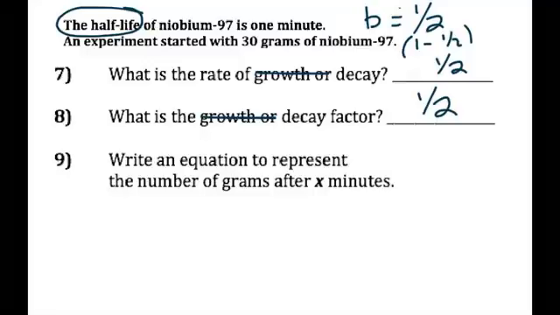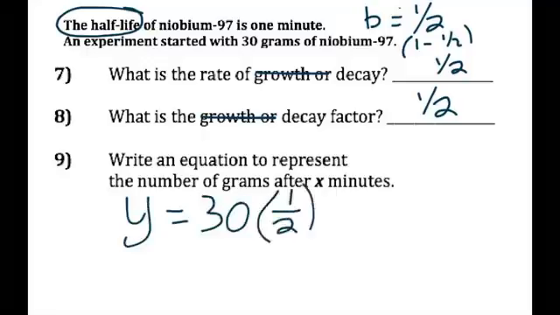Our equation, if you think about that, everyone take a minute to write the equation. See what you think it's going to be. So our equation should be y equals, we started with 30 grams, our decay factor is 1/2 to the power of x. So that is our equation. Y equals 30 times 1/2 to the power of x.